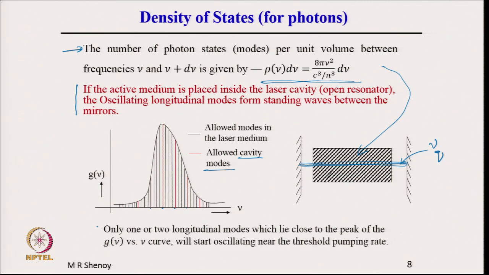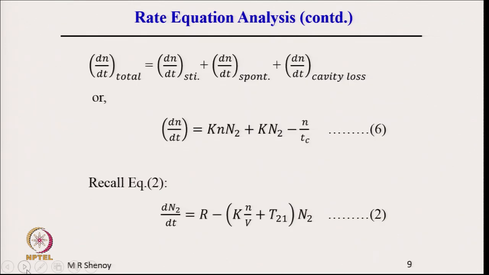All right. So, as shown here, only one or two longitudinal modes which lie close to the peak of the G nu curve will start oscillating near the threshold pumping rate, and we have assumed only one particular mode. Okay, we come back. Therefore, the total contribution, now you see we have discussed 4 contributions, one was 0 due to absorption. Therefore, there are 3 terms remaining here. dN by dt total, rate of change of the photon number in the cavity is given by the sum of these 3.